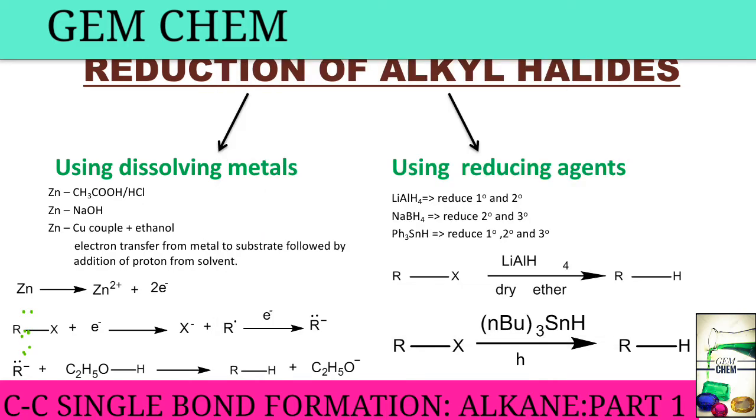That is, it will break like this. When it breaks like this, one electron remains here and one electron remains here. So one electron X has, and another electron comes from E. So it has two electrons. The negative sign refers to 2 electrons. So now X has 2 electrons and R has 1 electron, so it is a radical.